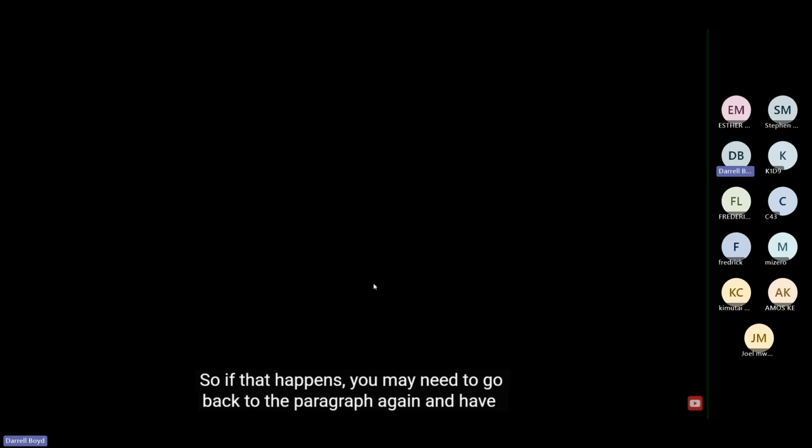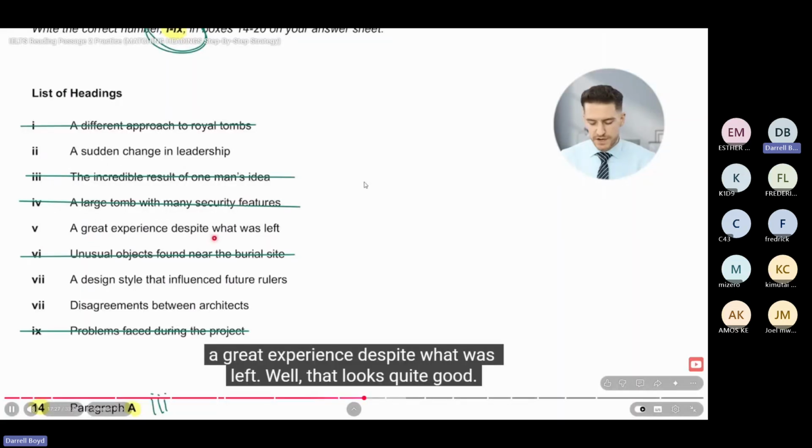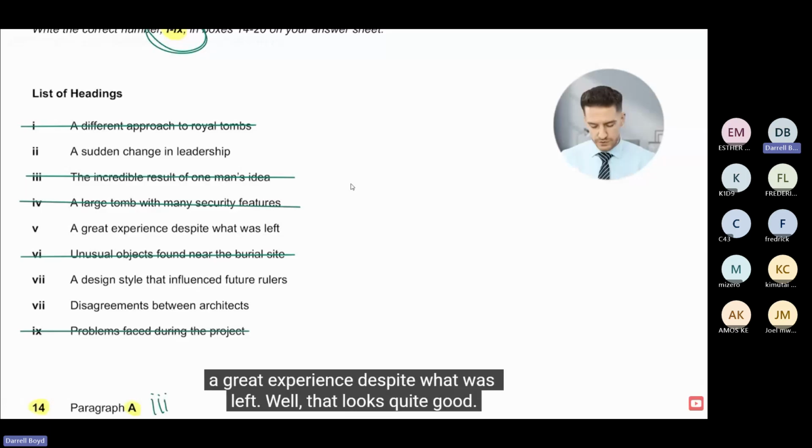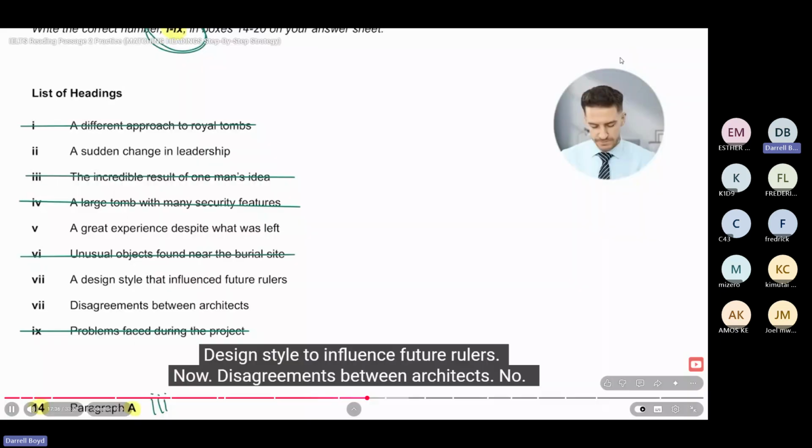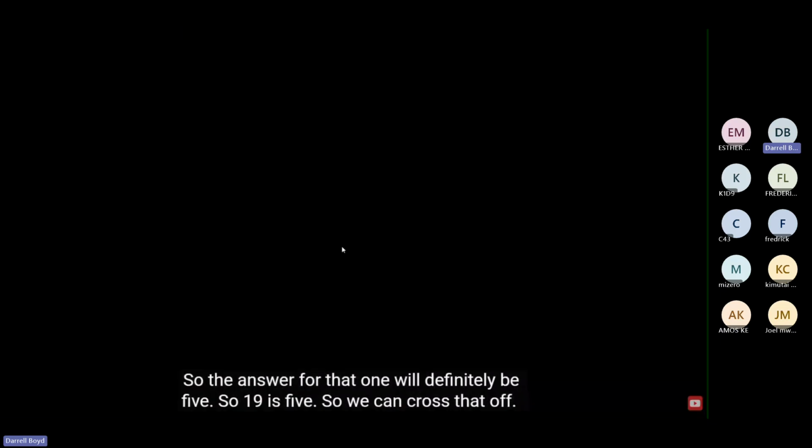A sudden change in leadership, no. A great experience despite what was left. Well, that looks quite good. A design style that influenced future rulers, no. Disagreements between architects, no. So the answer for that one will definitely be 5. So 19 is 5. So we can cross that off.